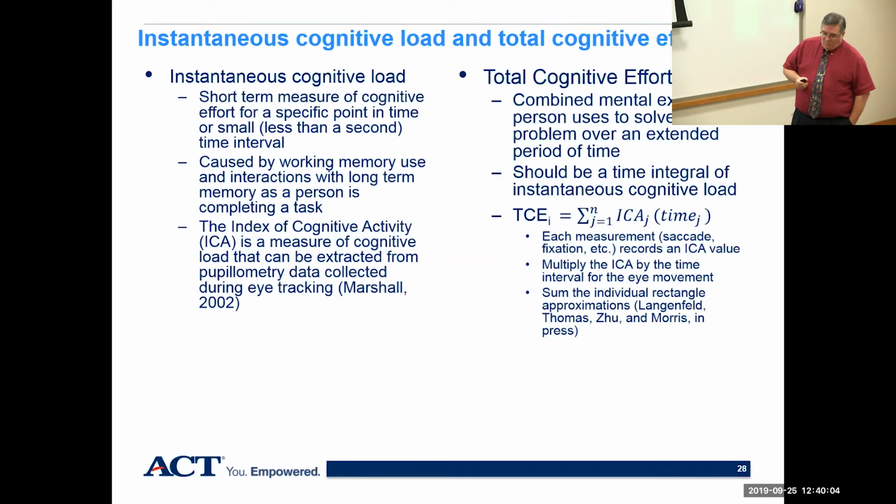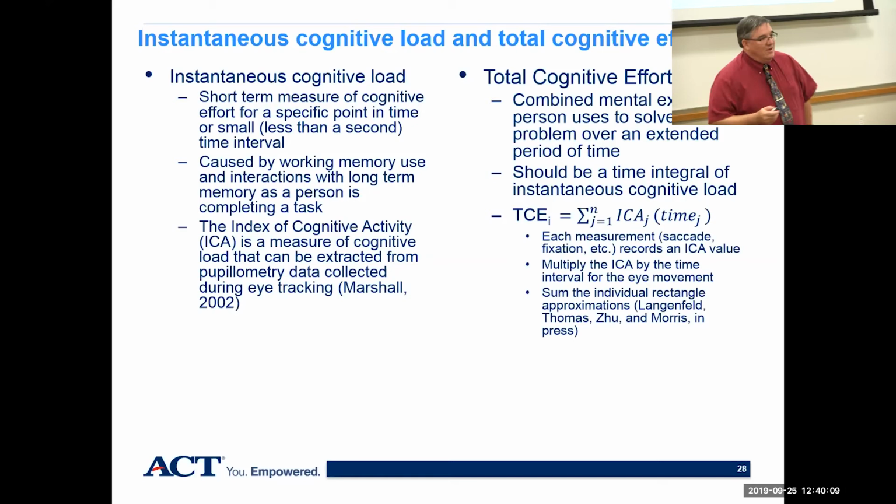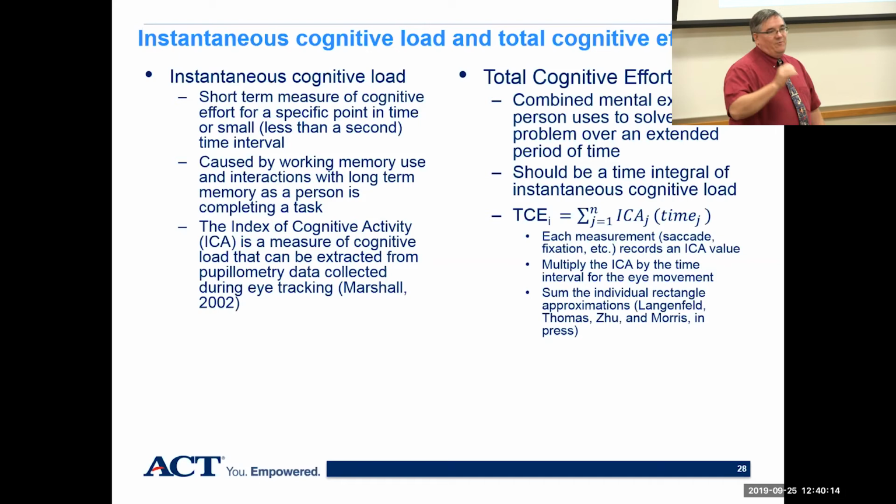So we came up with this idea of total cognitive effort. And what we did was we took a rectangular approximation of all the data. So literally, the device takes 250 measurements every second, but it only spits out data every time there's a change from a saccade to a fixation to a blink or mouse click. And it spits out all this data.